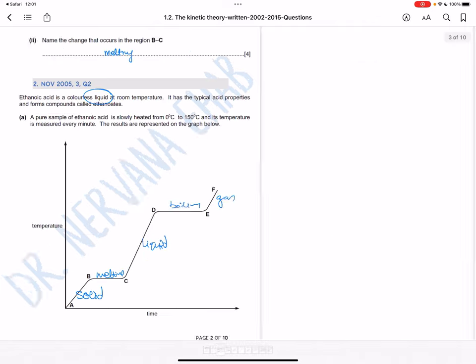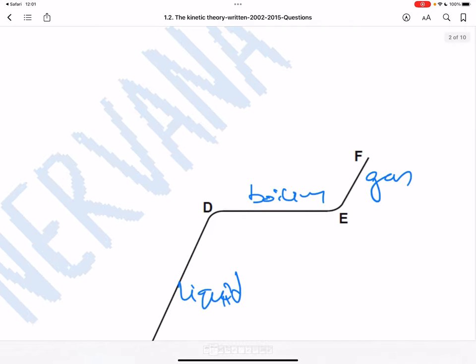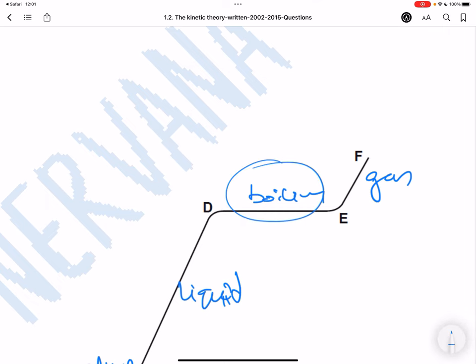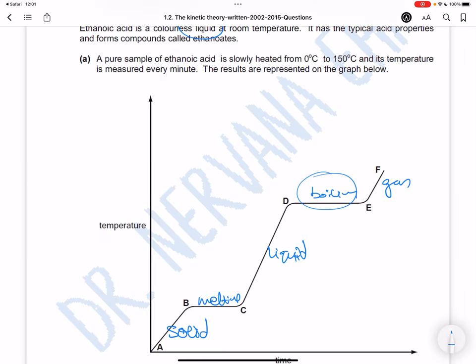So where is DE? DE is right here. It's the change from liquid to gas. So it is boiling. Now, question: if you write evaporation, will it be correct? The answer is no, because DE is when the liquid becomes gas and it happens at boiling point.